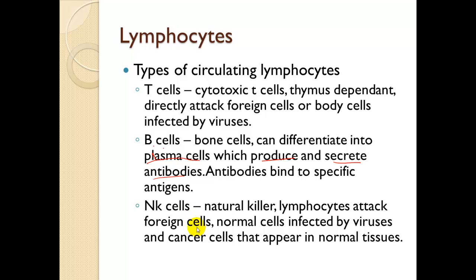And then we have NK cells, or natural killer cells. These lymphocytes attack foreign cells, normal cells infected by viruses, and cancer cells that appear in normal tissues. So any of these normal cells affected by viruses, foreign cells, or cancer cells that the natural killer cell sees, it's like somehow their all access pass has got messed up.